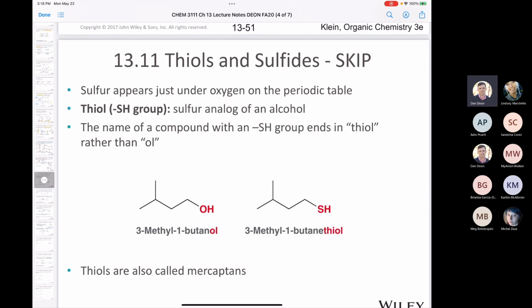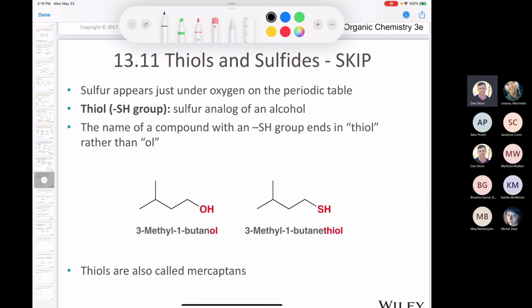And it says skip here, but you should know what a thiol is. I'll just go over it quickly with you. If you have an alcohol, I think everybody knows what that is by now. But if you replace the oxygen of an alcohol with a sulfur, then you have a thiol. Another name for a thiol is a mercaptan, and that comes from the fact that sulfur can form bonds with mercury, and so it can capture mercury, so we call it a mercaptan. Anyhow, kind of an interesting thing there.